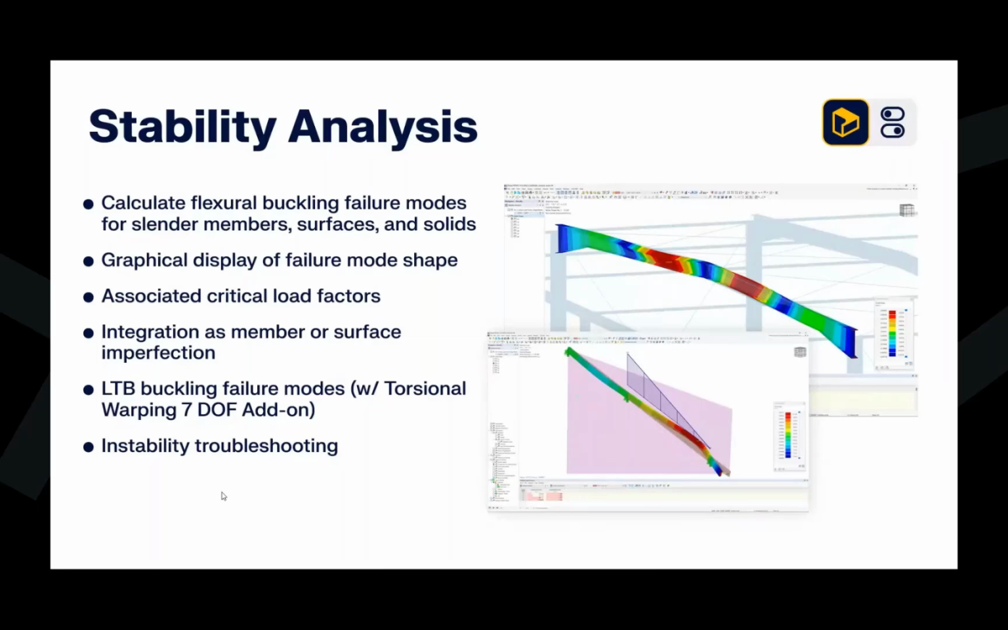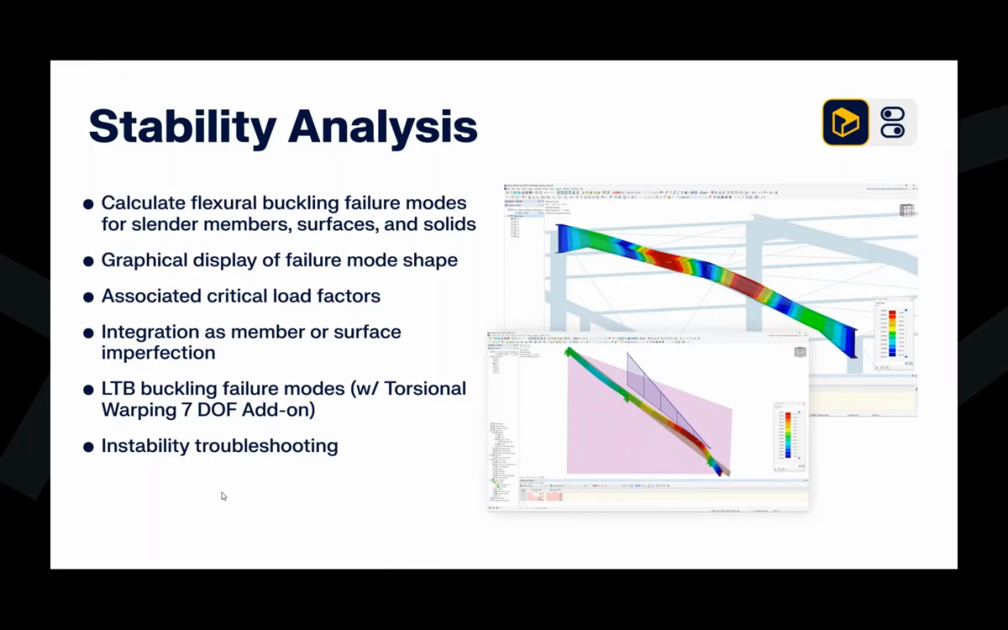We can take this information too and integrate it in other parts of the program. For example, member or surface imperfections. I could take my buckling mode shape of a surface element and I could scale it. And I could actually deform the FE mesh of that surface element before I carry out a general static analysis. Or we could import these critical load factors as effective length factors for our steel design. So a lot of different options there, again, extending to other parts of the program.